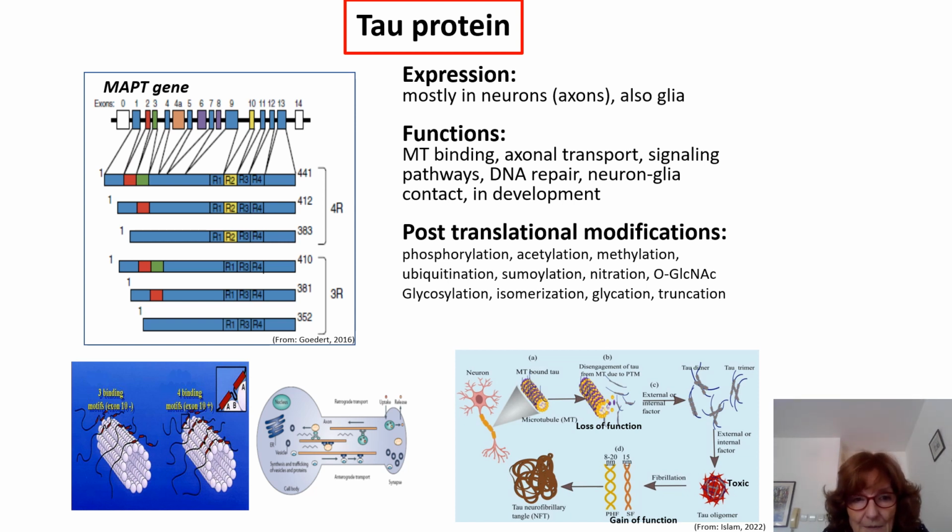And when it's pathologically modified, it causes both loss of function of microtubule binding, as you can see here, and also gain of function, because it aggregates and is toxic already at the stage of tau oligomers.